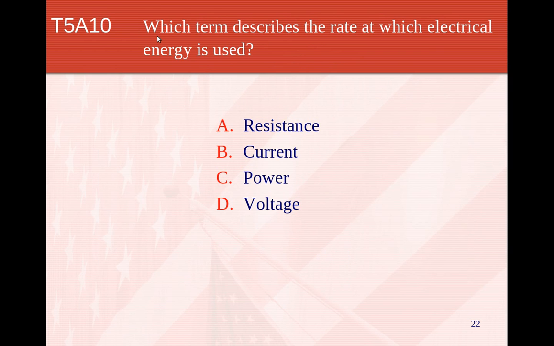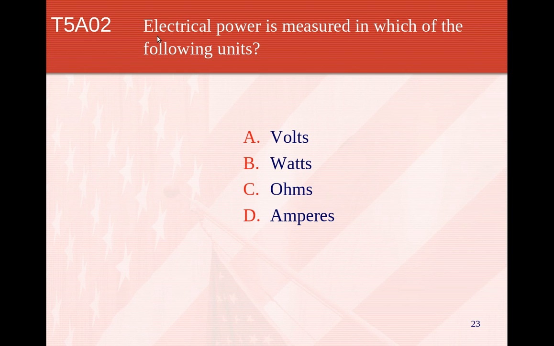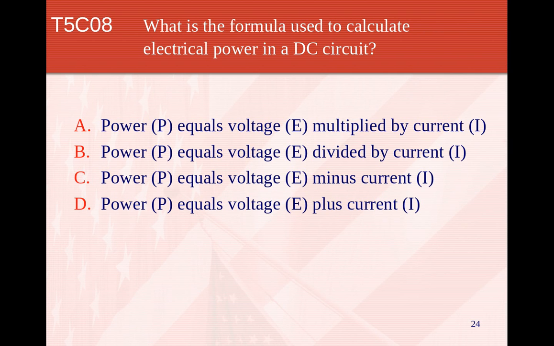Which term describes the rate at which electrical energy is used? Power. Electrical power is measured in which of the following units? Watts. What is the formula to calculate electrical power in DC circuits? Now don't forget your magic circle. P over E times I. So power equals voltage multiplied by the current.